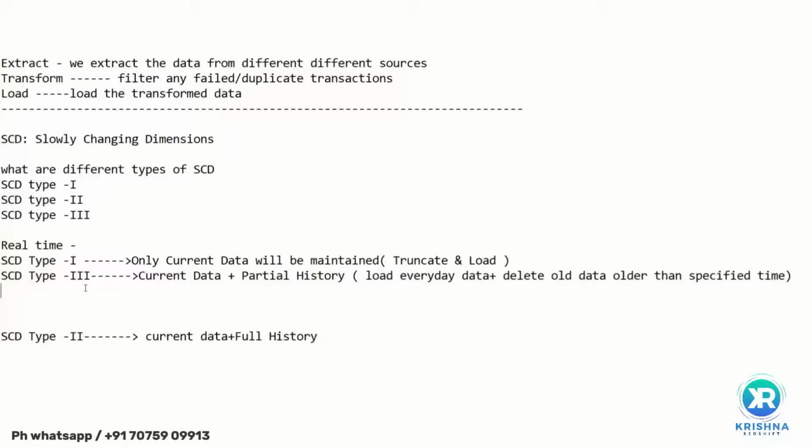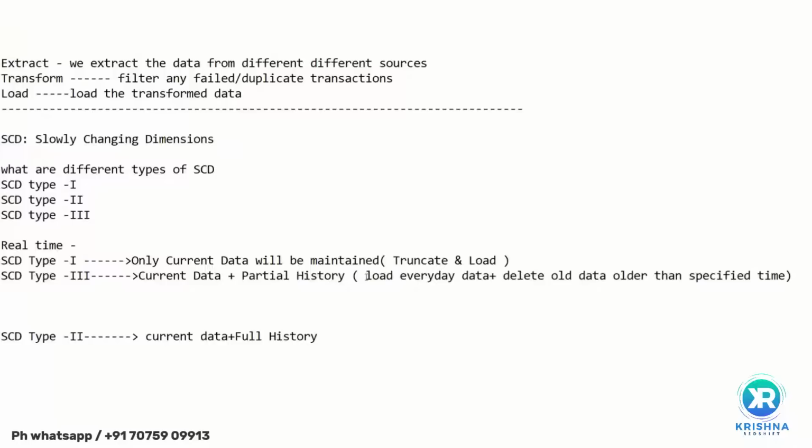So in SCD type 3, what you will do is every day you will load current data. That means insert into the table. But once the data load happens, it will delete the older data. So based on whether you want to maintain 6 months of data or 8 months or 9 months, only that data will be maintained, and data older than that will be deleted.